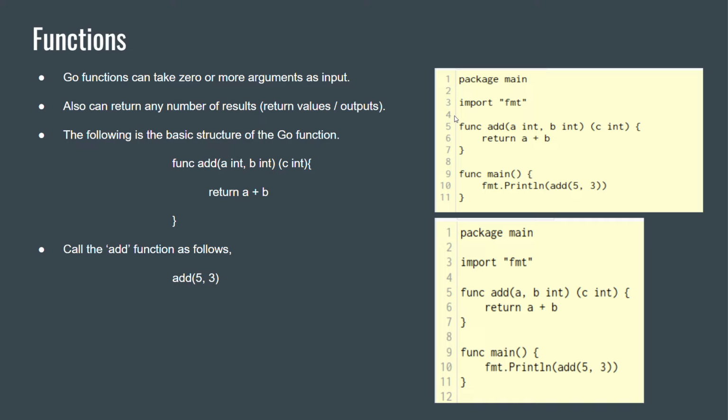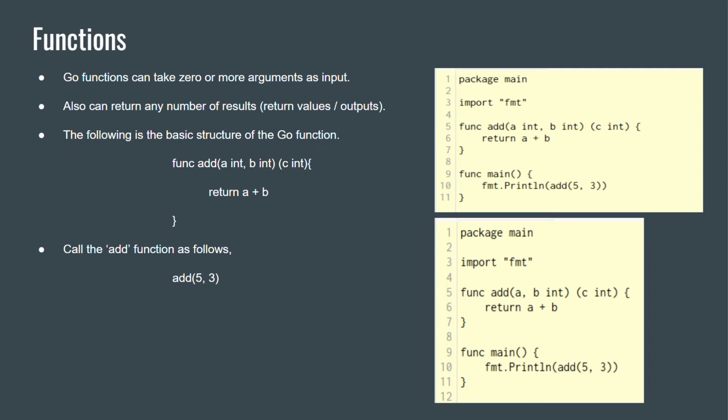A Golang function starts with the func keyword. Following that, we have our function name. Then we open a pair of brackets. Within those brackets, we can mention our argument list with their corresponding data types, if there are any arguments. We can have a function with 0 arguments as well.